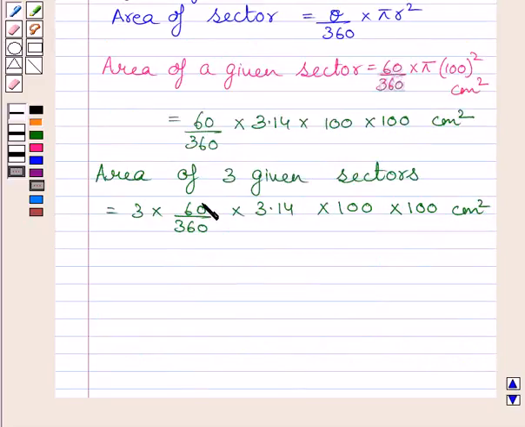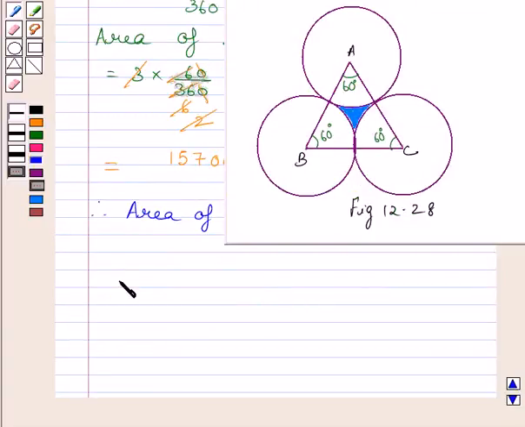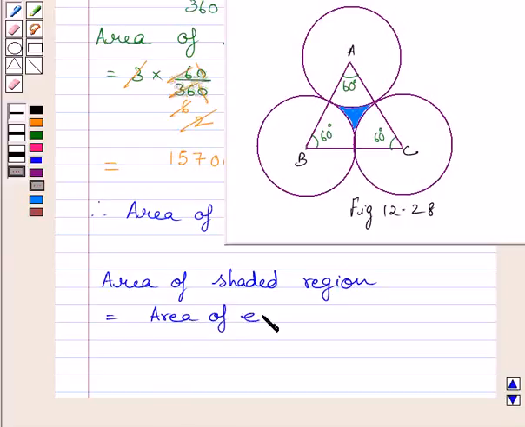Now simplifying this expression, we get 15700 centimeter square is equal to area of three given sectors. Now we can find area of the shaded region by subtracting area of these three sectors from area of equilateral triangle ABC. So we get area of shaded region is equal to area of equilateral triangle ABC minus area of three sectors.